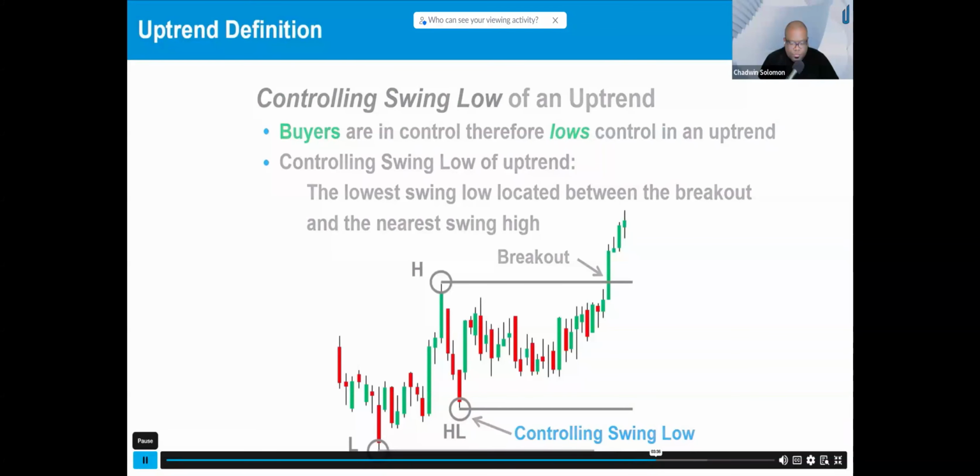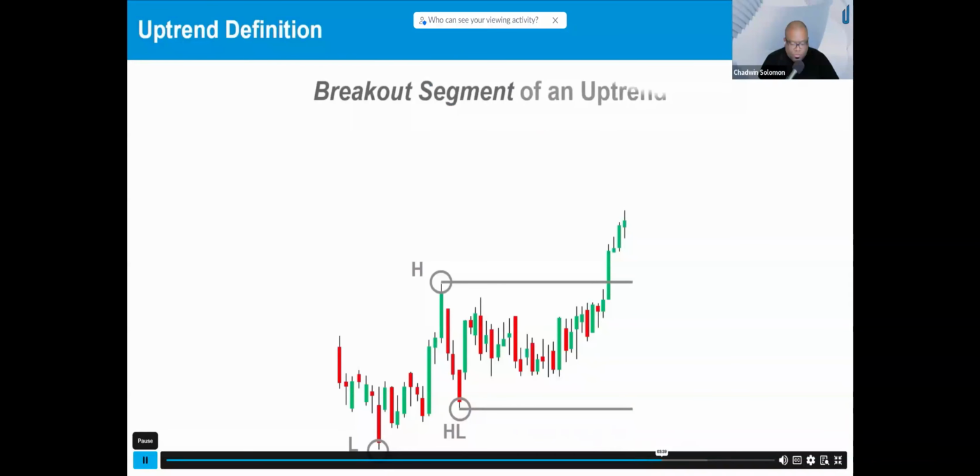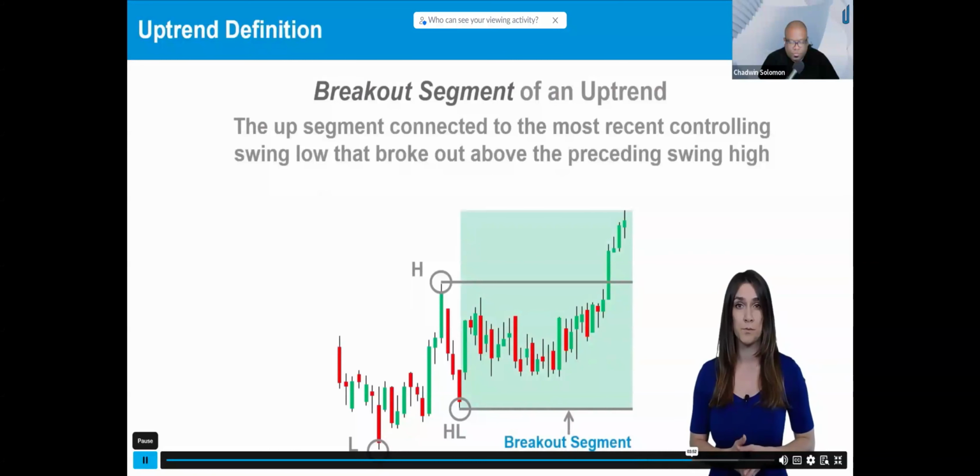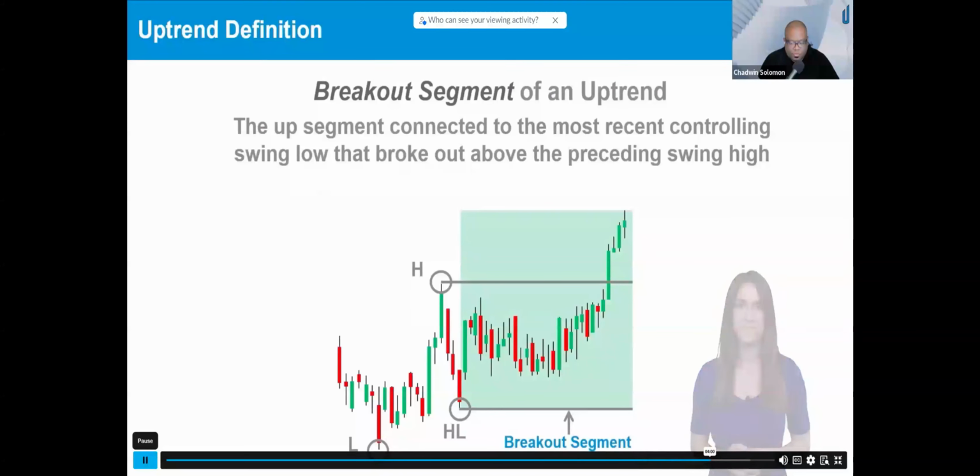Now, the breakout segment of the uptrend is the impulsion phase connected to the controlling swing low. It's the entire up segment starting from the controlling swing low up to the following swing high. Determining the breakout segment of the trend is particularly important because that will play into our strategic decision of where we want to find demand zones to join the trend. So, who heard that? That will play into our strategic decision of where to find demand zones in the trend.